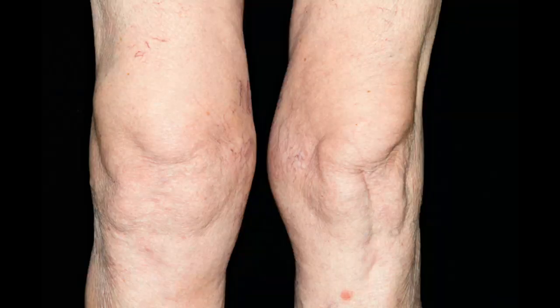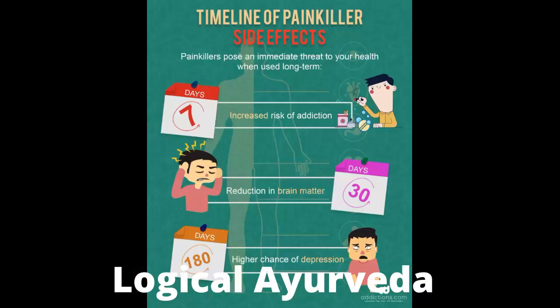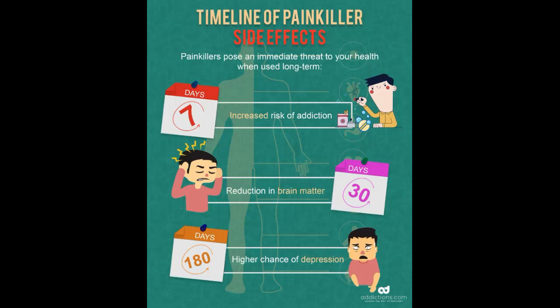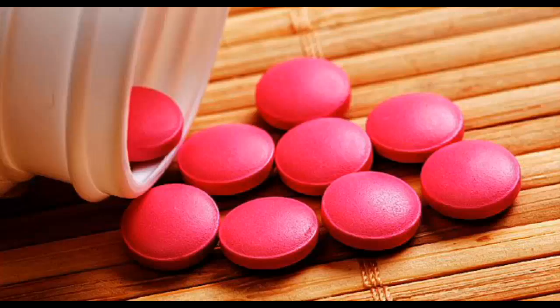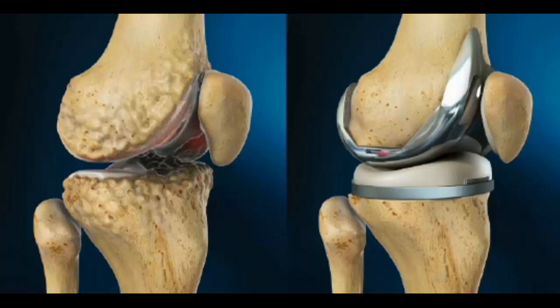Usually, a patient with chronic, long-standing knee pain has three choices in front of them as treatment. Number one, gulp down painkillers for the rest of their lives and suffer the consequences or side effects of those painkillers. Take painkillers excessively for years together and suffer the side effects from them. Number two, go for knee replacement surgery.